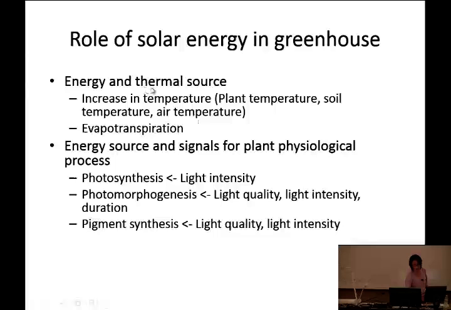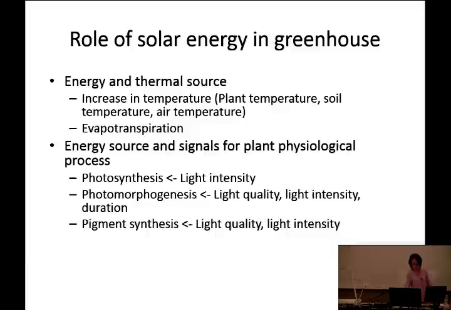Anyway, the solar radiation in a greenhouse is a thermal energy source, increasing the temperature of the plants and also the soil. Anything absorbing solar radiation increases in temperature, right? And plants have evapotranspiration, which balances out the temperature. Solar radiation is a big component of the energy balance, almost like a driving force of evapotranspiration. When you have huge solar radiation, you will have a large evapotranspiration rate.